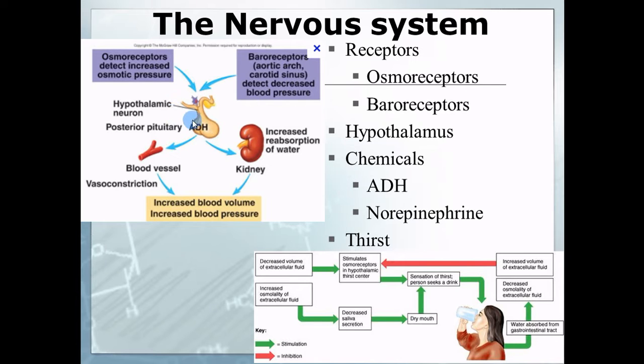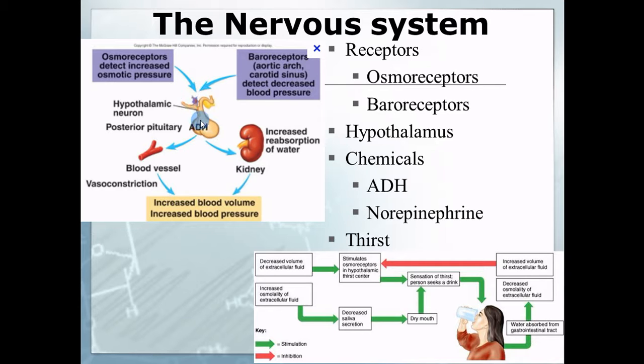So first, ADH, antidiuretic hormone. ADH comes out, it goes to the kidney and causes you to retain water. So if you have too much salt, it causes you to start retaining more water to dilute the salt. What's that do to your blood volume now? It takes your blood volume up and it's going to raise your blood pressure.